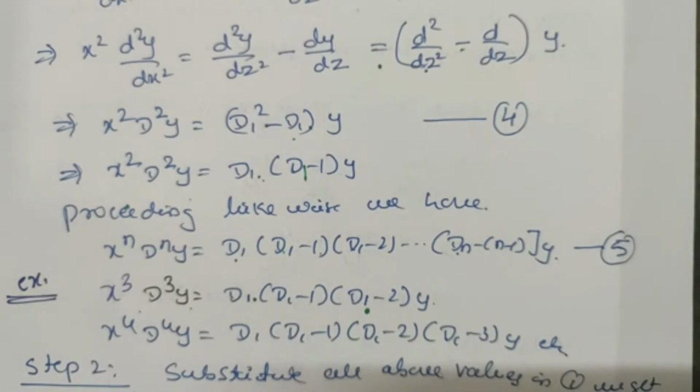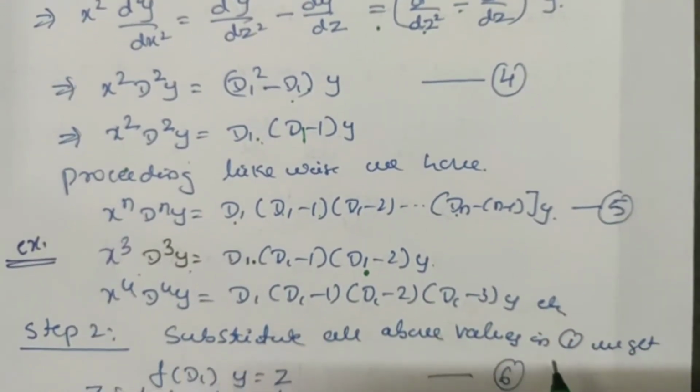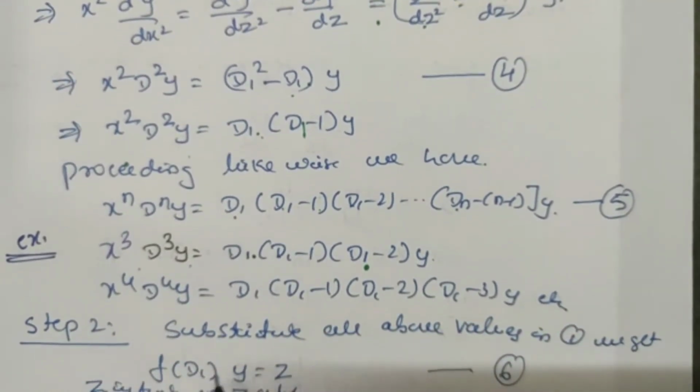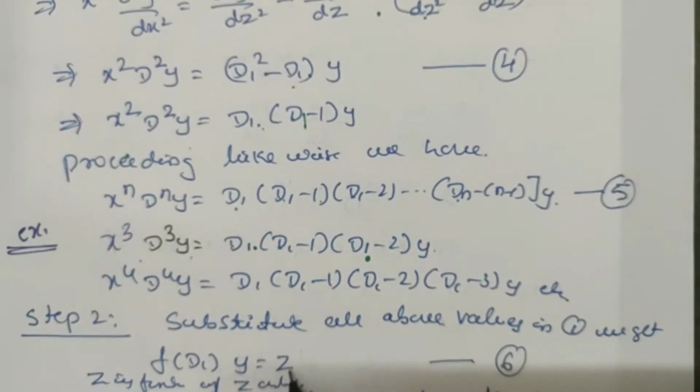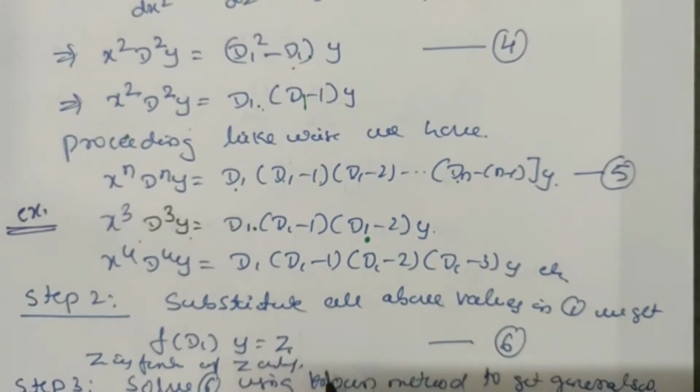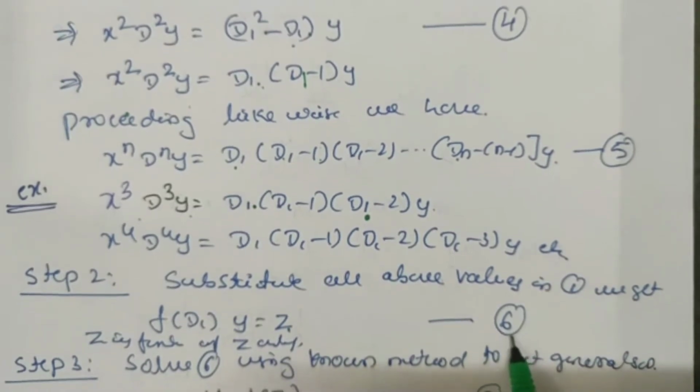The second step is to substitute all these values in equation 1. We get the whole equation in terms of d1, that is d by dz. So it will become f of d1 of y is equal to Z, where Z is a function of z only. Take this one as equation number 6.